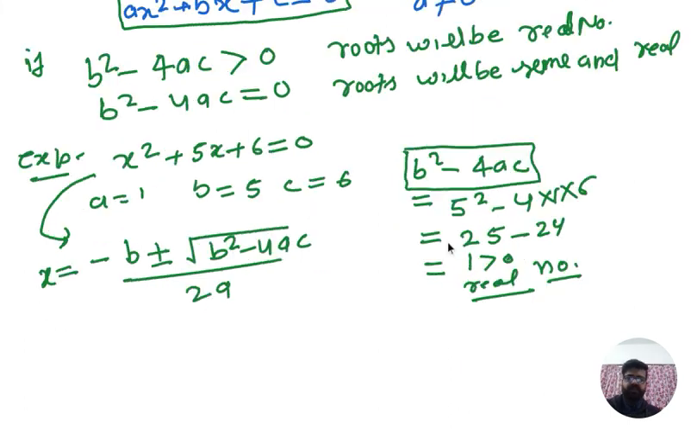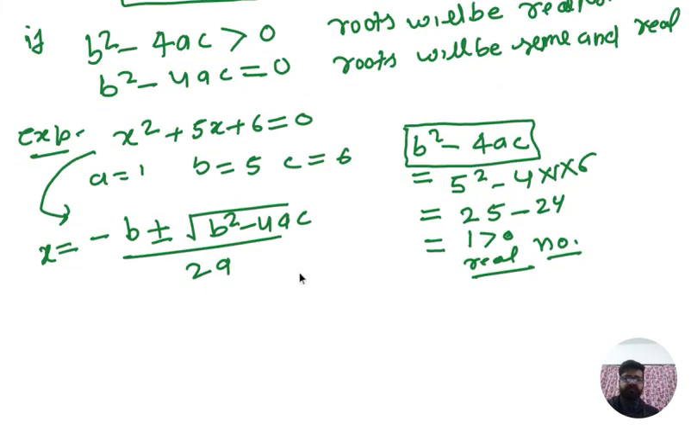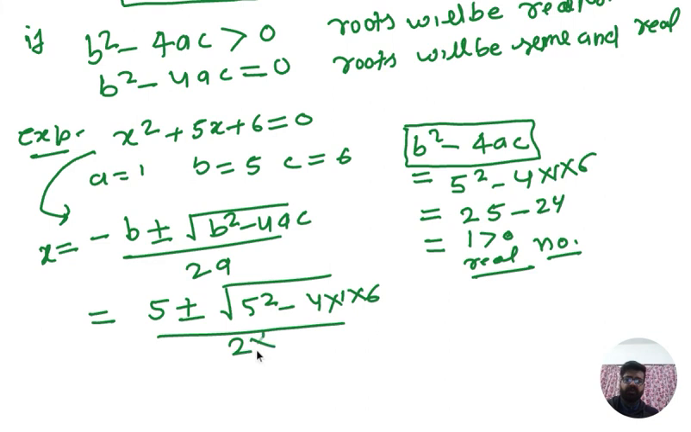So here we will put the values. Here we will put the value of b, and what is the value of b? 5 plus minus under root 5 square minus 4 into 1 into 6, divided by 2, and what is the value of a? That is 1. So we will solve it. 5 plus minus under root 25 minus 24 divided by 2.